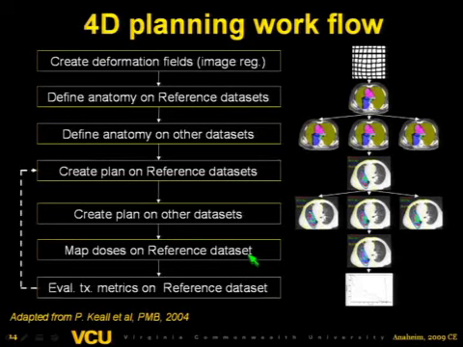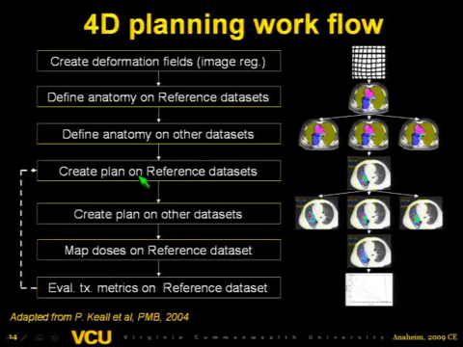So now that we know how to compute cumulative or so-called 4D doses, let's quickly see what is a typical workflow for 4D planning. And I will use this diagram from a paper by Paul Keall published in 2004 to illustrate this. So we start off by creating deformation fields between various image data sets that are available. Then we move on to define the anatomy of interest on the reference or planning data set. Next, we define the anatomy, if needed, on the other data sets.